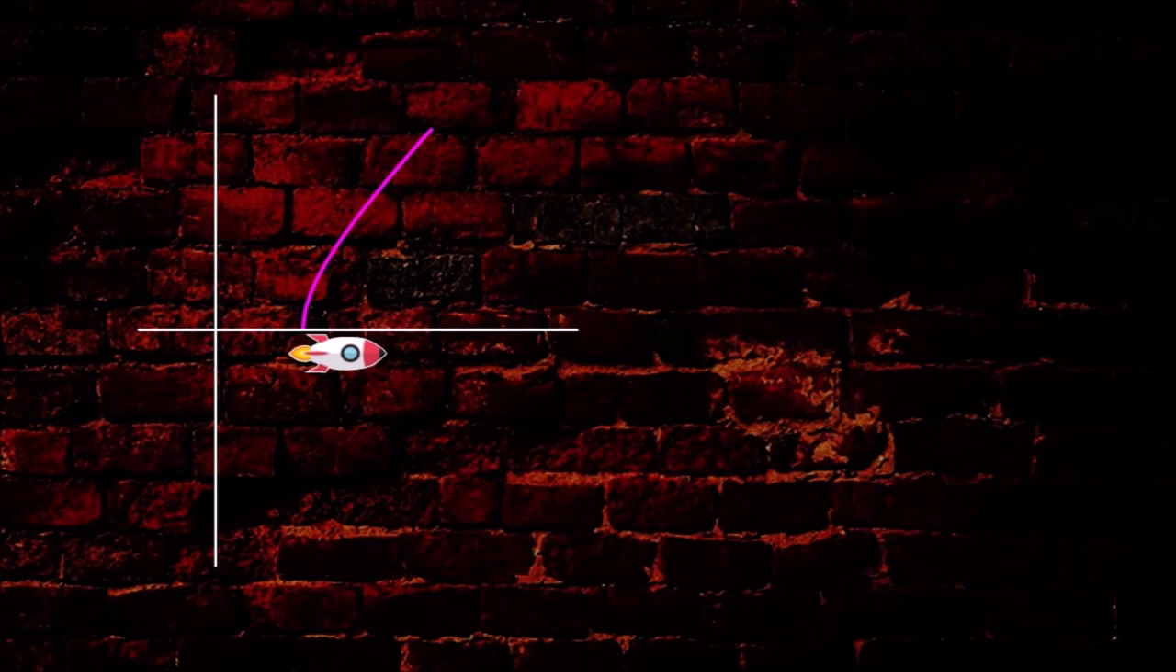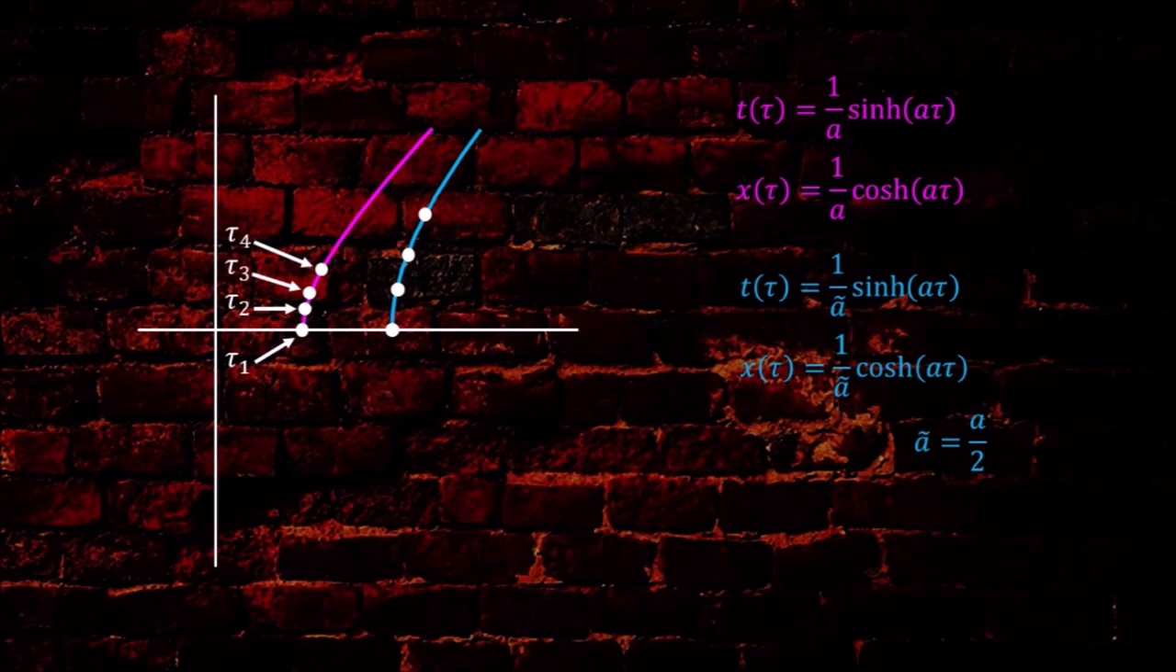Assuming, for simplicity, that at rest, the ship's length is 1 over a. Well, if we don't want the ship to be squashed or pulled apart from the perspective of the observers moving with the ship, we must insist that the length of the ship, from their perspective, be preserved for all values of tau. The curve we trace in this manner is also a hyperbola, where a tilde is 1/2 a.